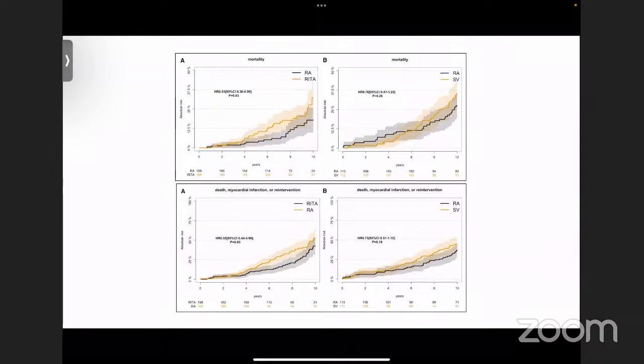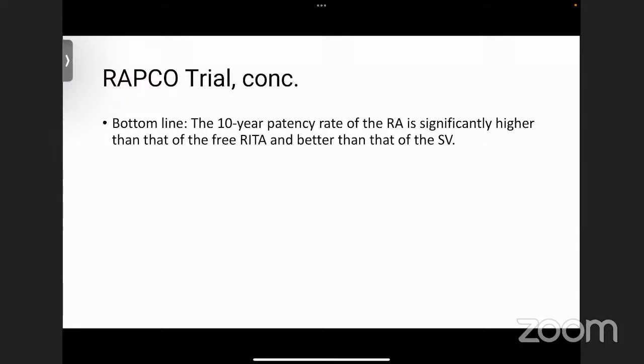This is the saphenous. This is mortality on top, and on the bottom we have MACE, essentially, and we could see that there isn't really a significant difference between the two. So it's interesting, even though the patency was different, in terms of long-term survival it didn't matter. The 10-year patency rate of the RA is significantly higher than that of the free RETA and better than that of the SV. That was their conclusion.